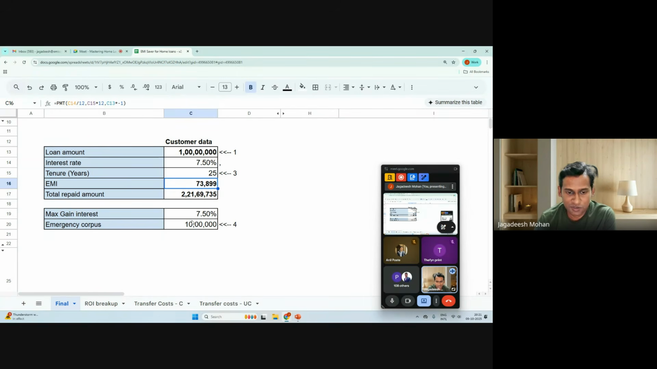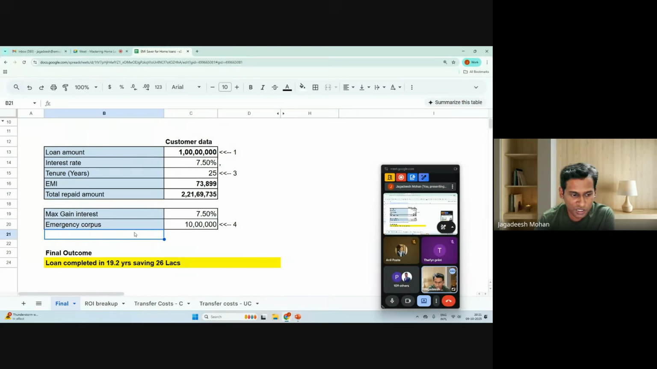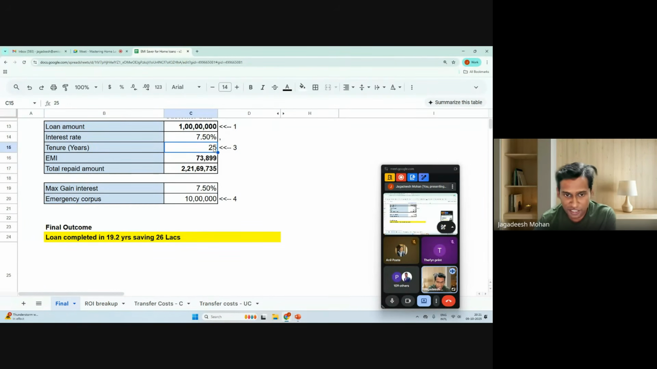Now, in the max gain situation, let's say he has a max gain home loan, also at 7.5%, and he has an emergency corpus or safety money of 10 lakh rupees. Now, how much money does it get saved? His loan is now completed, instead of 25 years, in 19.2 years. And he's actually going to save 26 lakhs in interest. That means instead of paying 2.21 crores, he would be paying somewhere around 1.96 crores. That's a significant amount of saving. 26 lakh net money saved for the customer in their bank account.